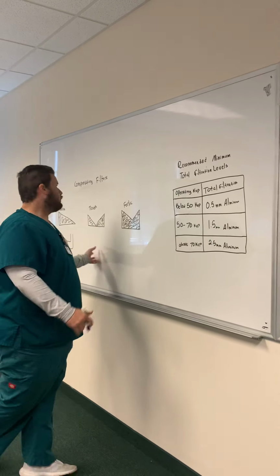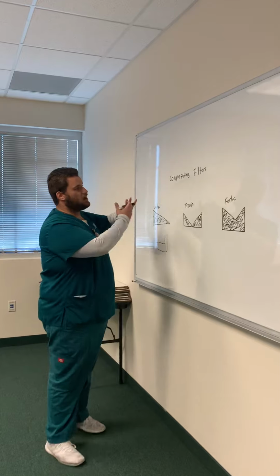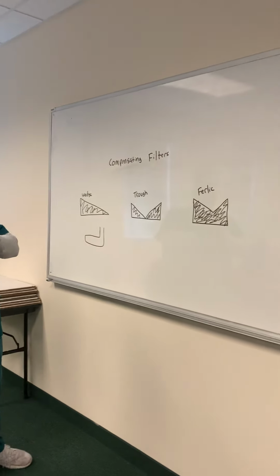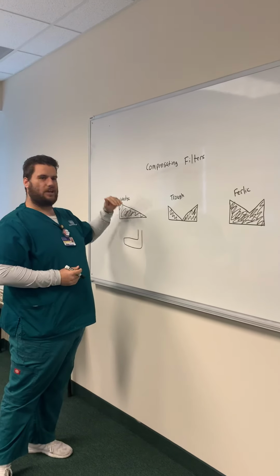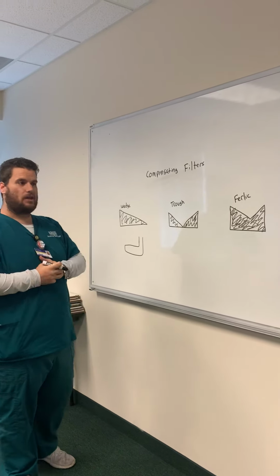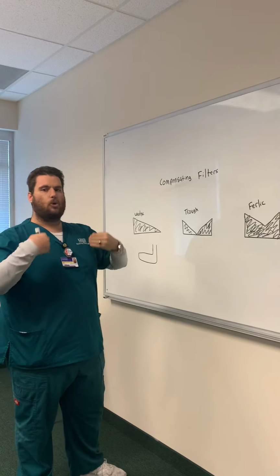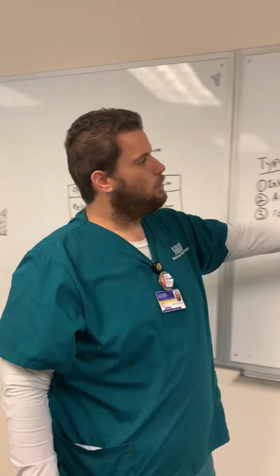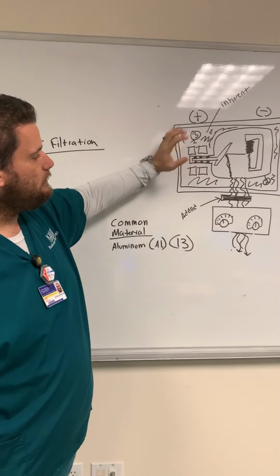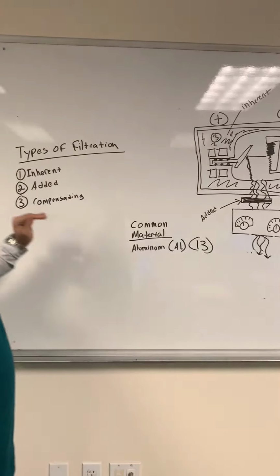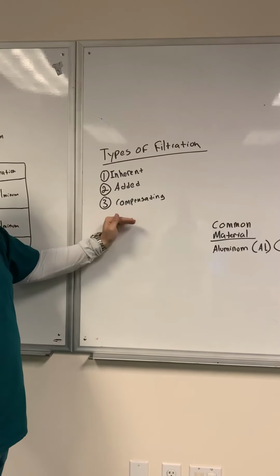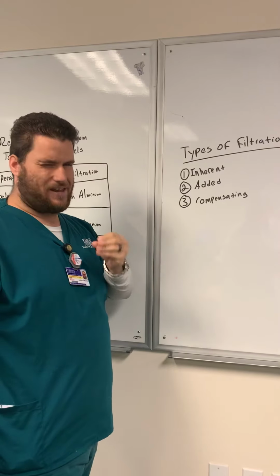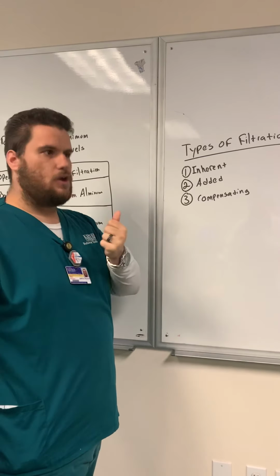Now, we're going to move over here to compensating filters. These compensating filters are what you put right before the beam hits the patient, so that it will absorb more low energy photons. Over here, you have the inherent and the added. The compensating is the third type of filter that we use to absorb those low energy photons, which are also harmful energy photons.